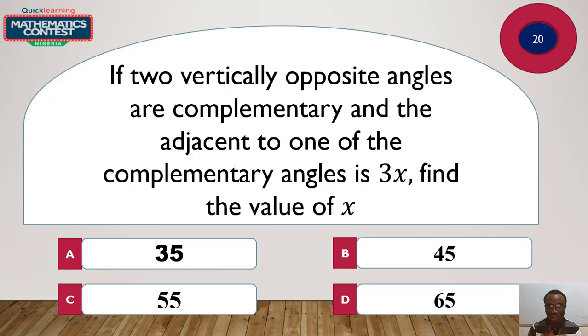So it means 45 degrees plus 3x equals 180. So to get 3x now, it will be 3x equals 180 minus 45. 180 minus 45 will give us 135. So 135 divided by 3 will give us, I think the answer, 45 degrees. 45 degrees is the answer.